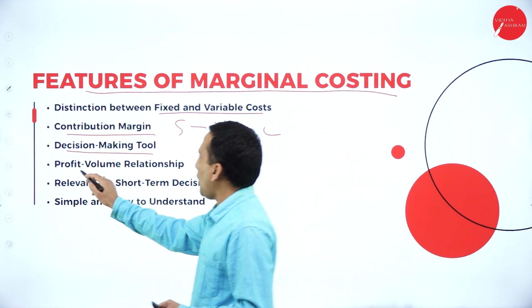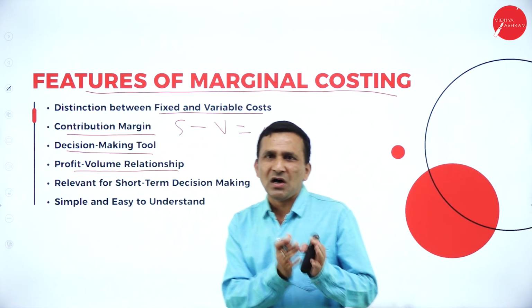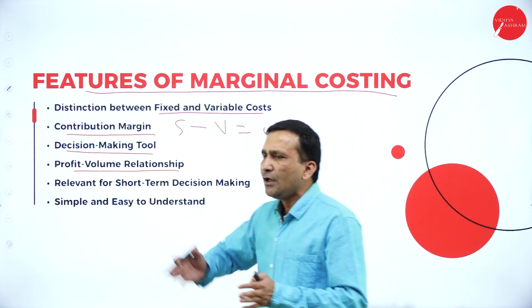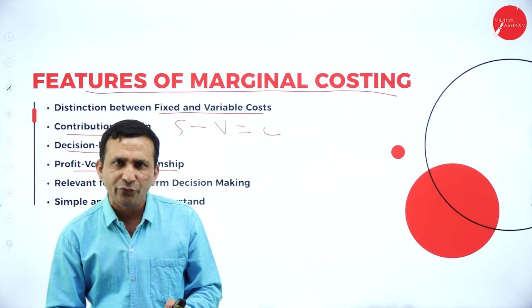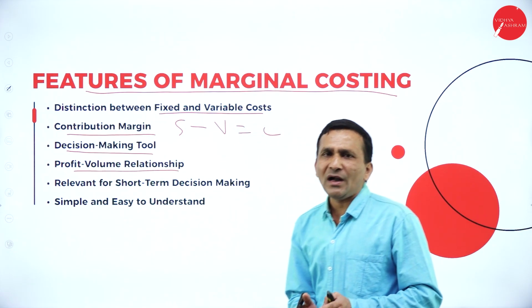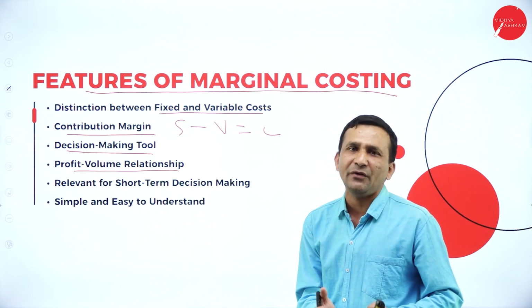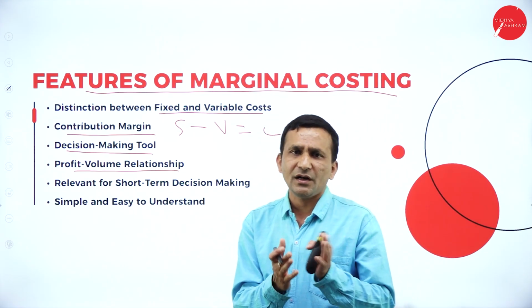The profit volume relationship between the cost, profit, and number of units produced, everything we need to measure is based on the profit volume only. So how many quantities you produce, what is the sales value, which comes under the relationship between the total cost and profit, the revenue generation.